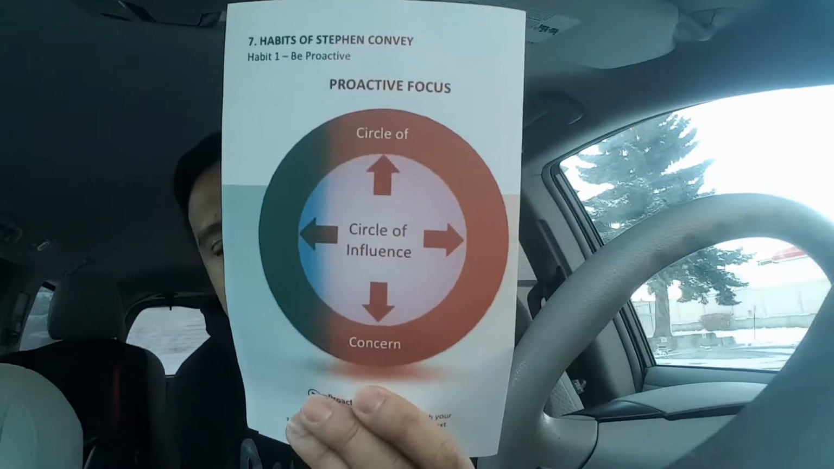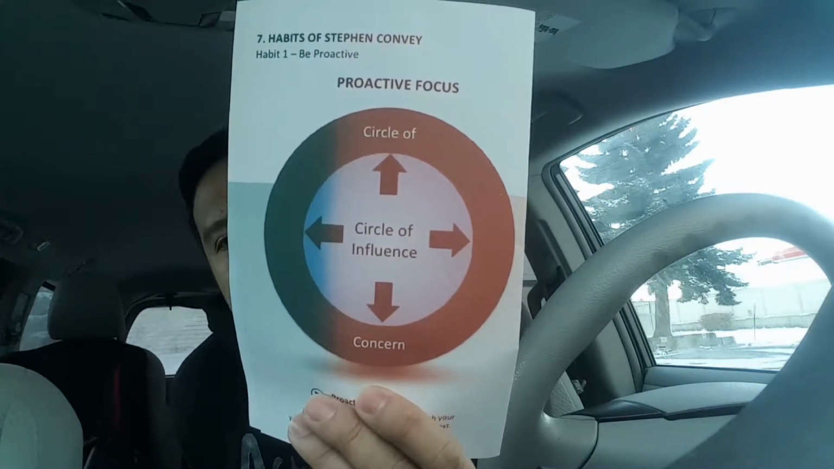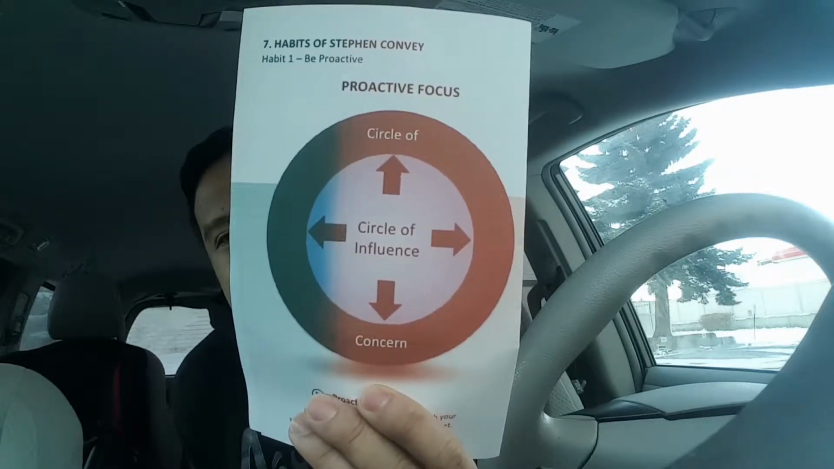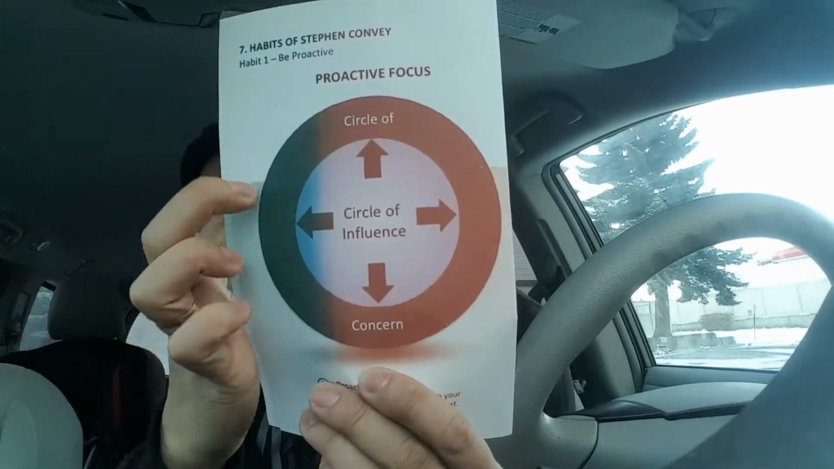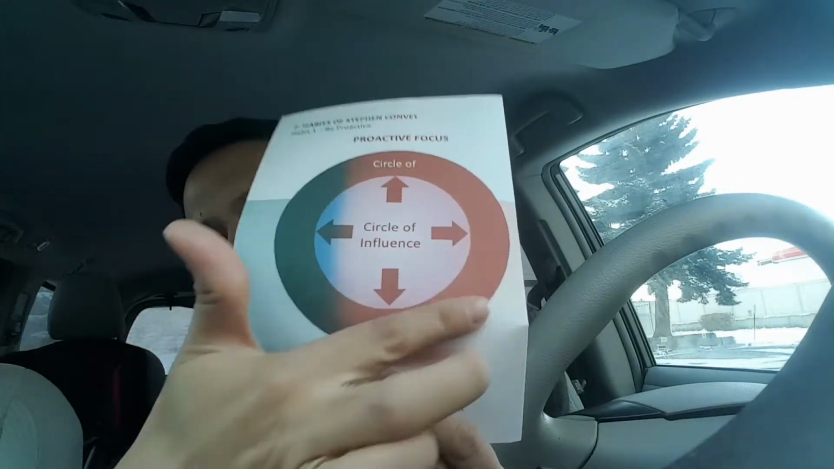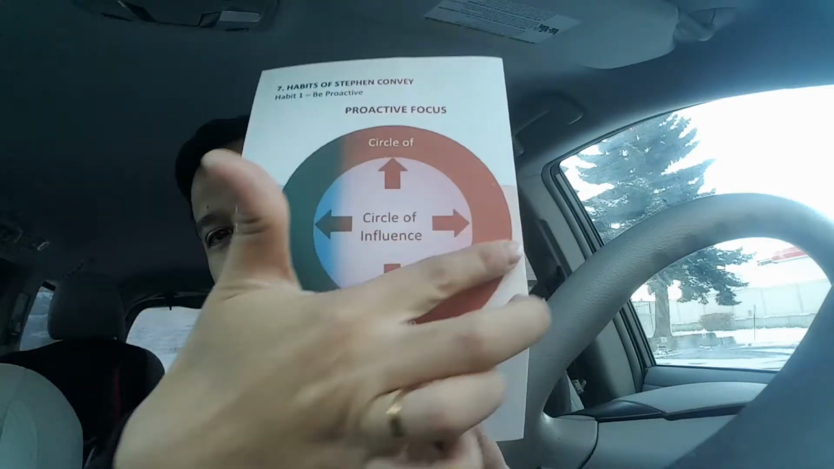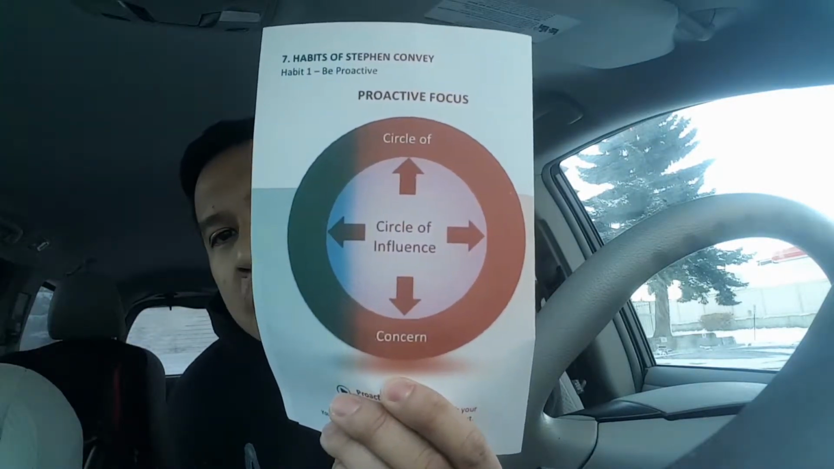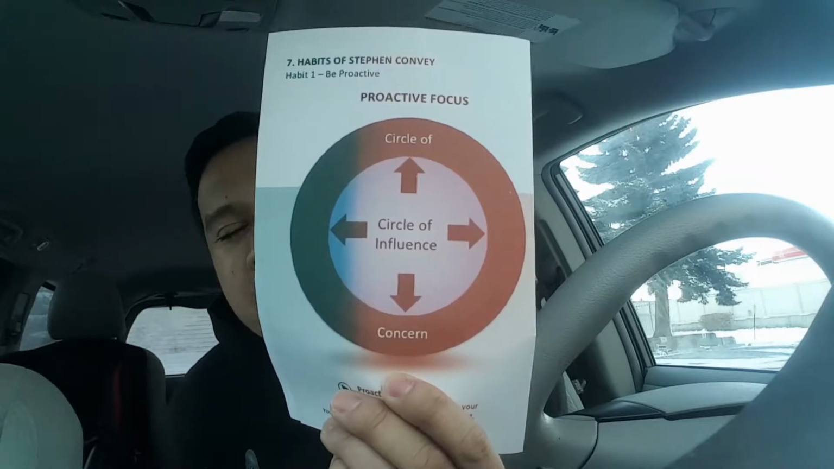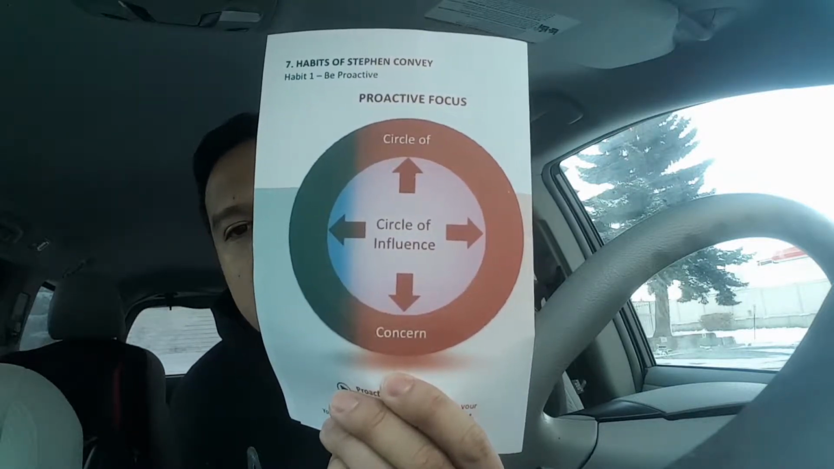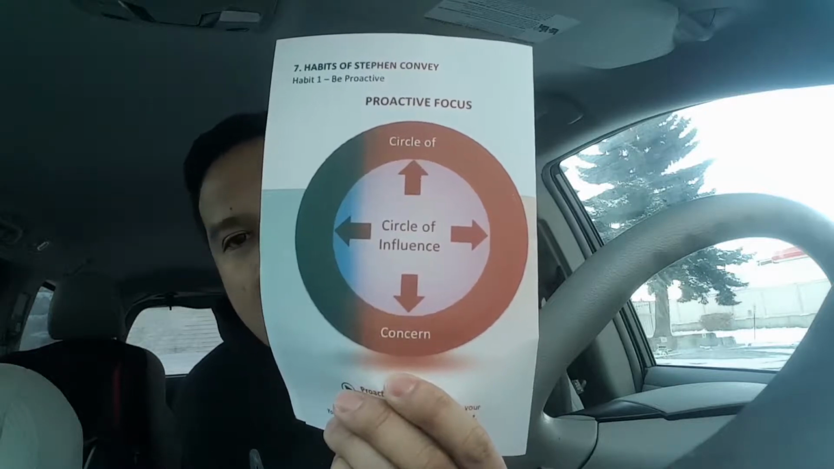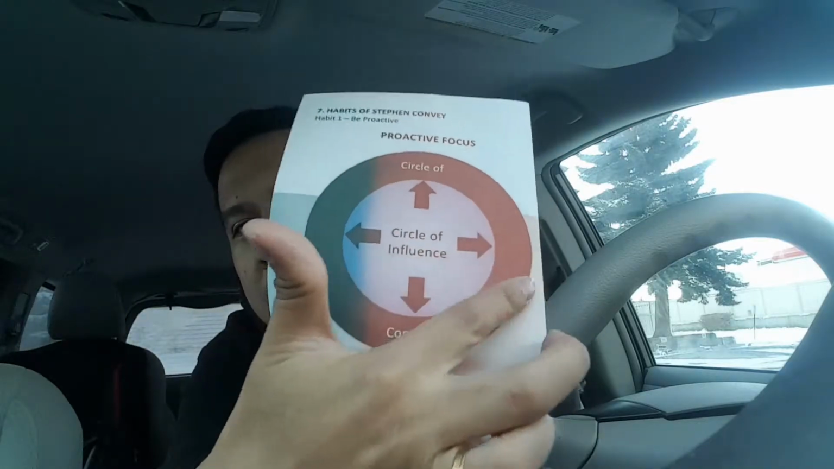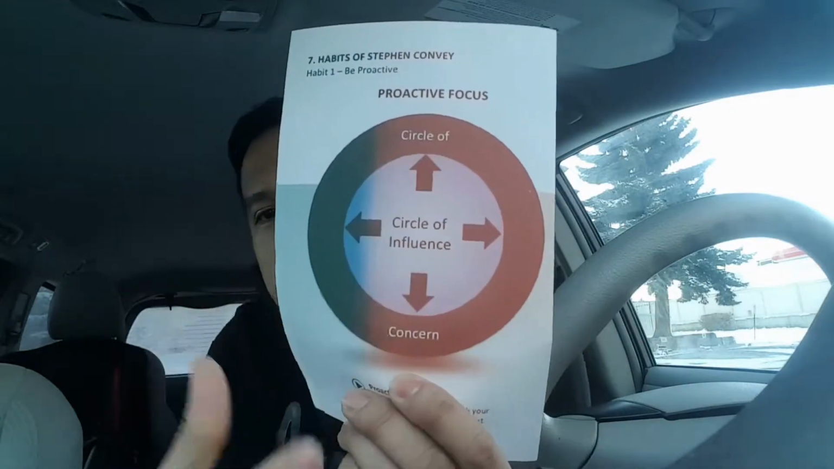Alright, in this illustration, this is the circle of influence. Why? Because you are being proactive. Look at the arrow, it's going upward. The circle of concern is the circle outside, and this one is your circle of influence inside. If we are proactive to ourselves, we are enlarging our circle of influence. Look at the arrow, it's going outside. The circle of influence is getting large.